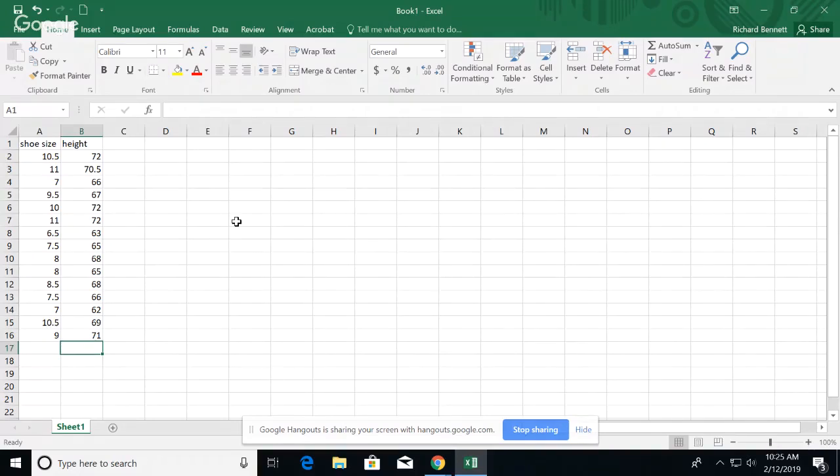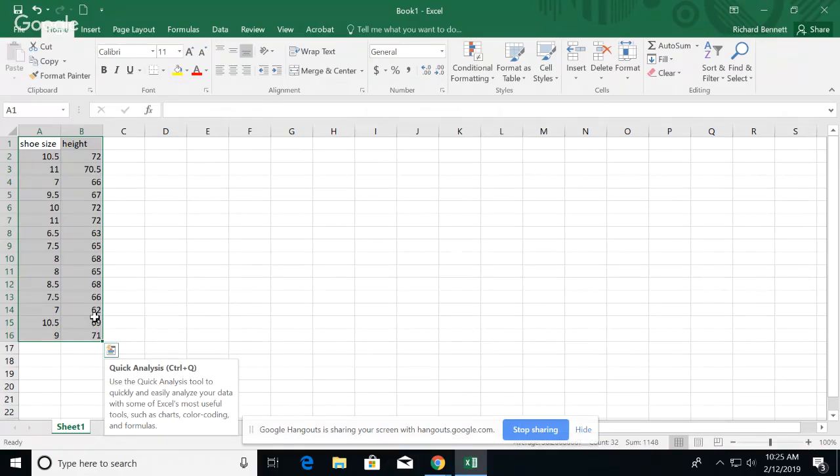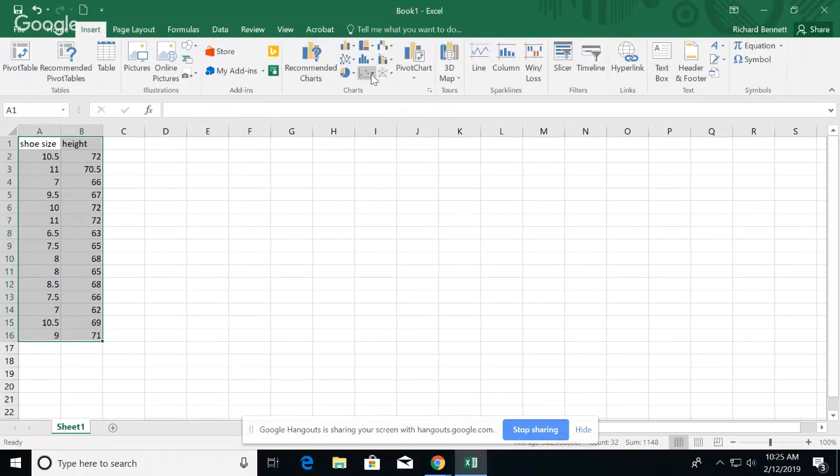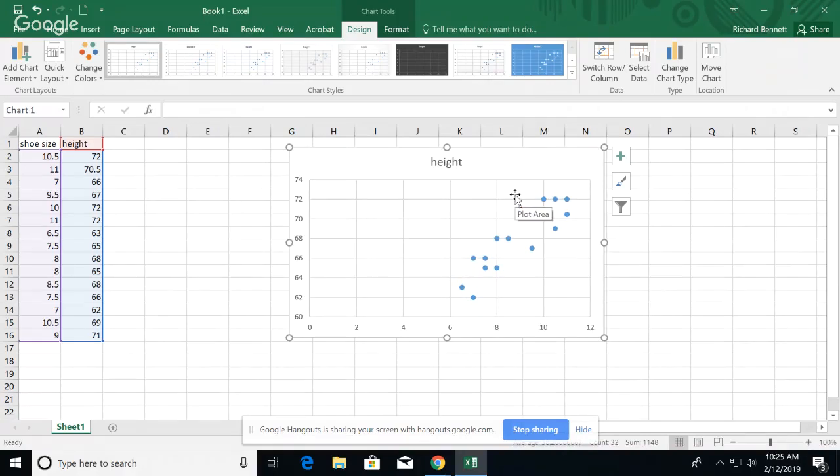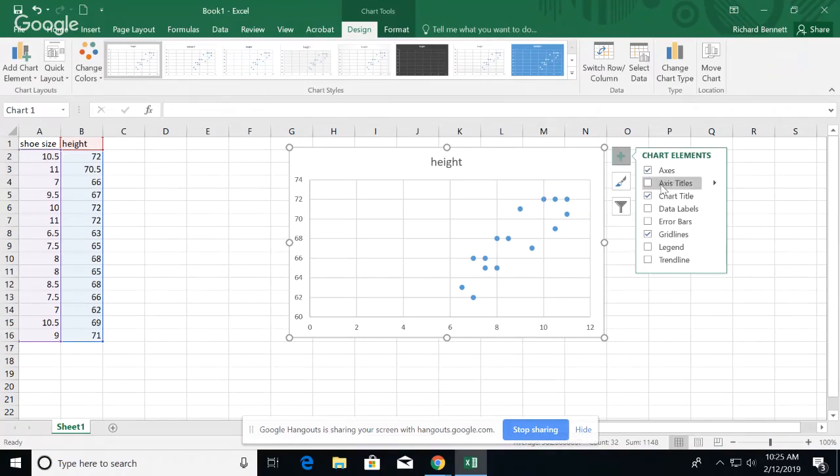Okay, so here's how you create a scatter plot. Go ahead and when you select these two columns, make sure you include the column headings, shoe size and height, because if you do, it'll put them on the graph for you. Okay, so we're going to go to Insert, and then click on the scatter plot right here, and just pick the first one, scatter plot. Okay, so that was nice and easy, but we need to add our axis titles. Do you remember how to do that? Yeah, hit the plus, the green plus sign, axis titles.